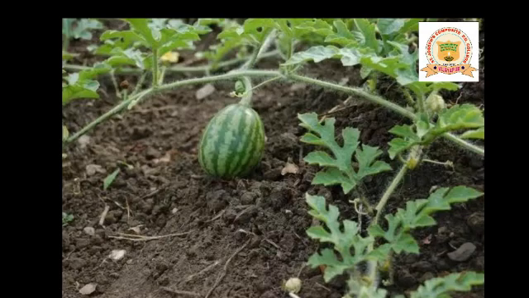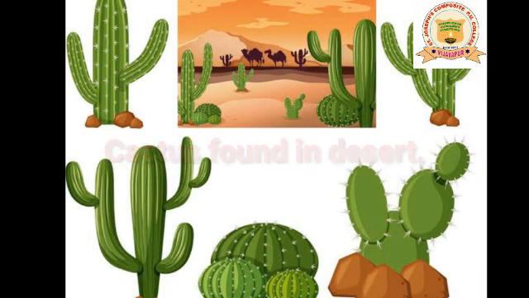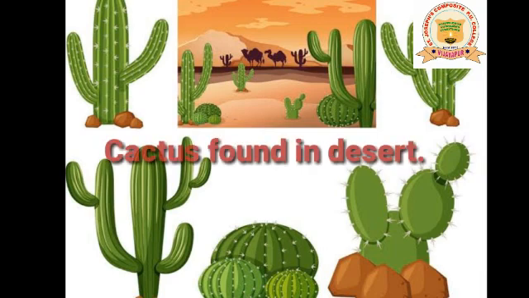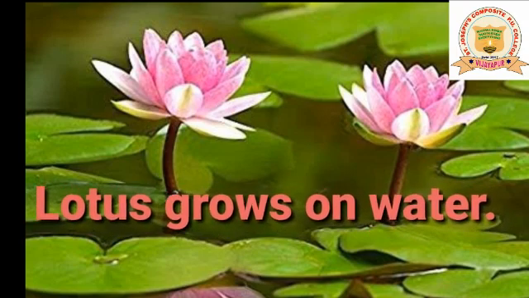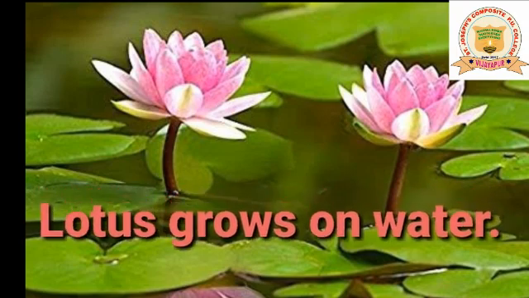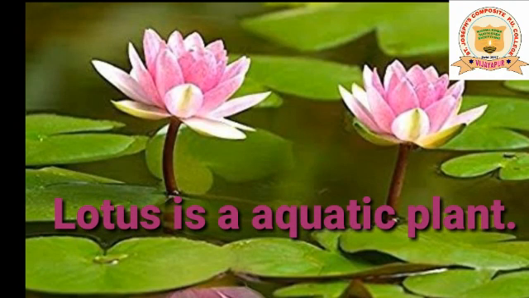Now children, plants are found everywhere, means plants can be found in deserts. See the cactus, which can grow in a desert. Now next, lotus. The lotus plant grows in water. That's why lotus is an aquatic plant. So plants which grow in water are aquatic.